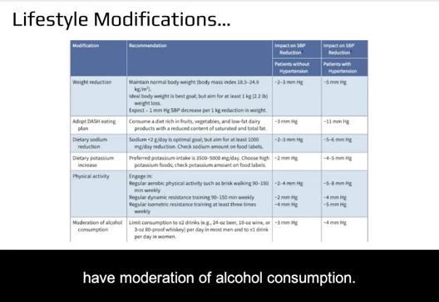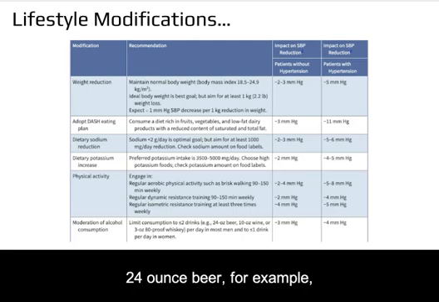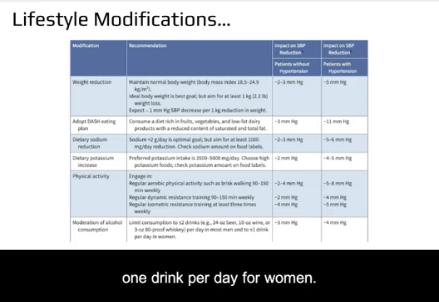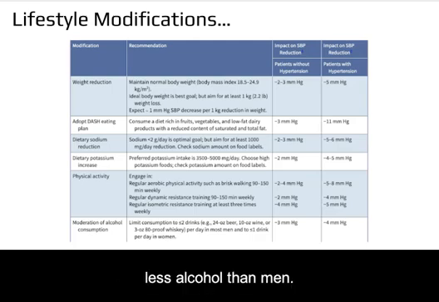And then we have moderation of alcohol consumption. Alcohol should be limited to less than or equal to 2 drinks. And how big are these drinks? A 24-ounce beer, for example, 10 ounces of wine, or 3 ounces of whiskey per day in most men, and less than or equal to 1 drink per day for women. For women, they need to have even less alcohol than men.